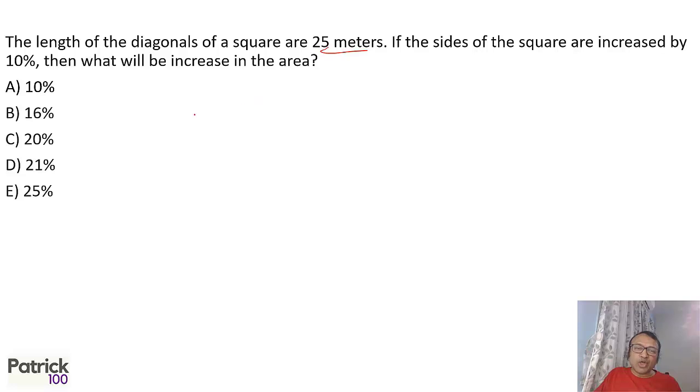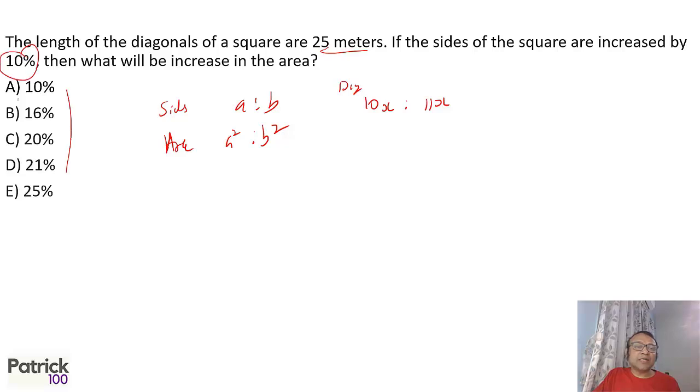Now this is a common geometry property. When there are two similar figures, and the ratio of the sides is A is to B, the ratio of the areas will be A square to B square. In this case, both are squares, so both are similar. For the ratio of the side, if the original side is, let's say, 10x, these are diagonals, so the new side will be 11x because it increased by 10%.